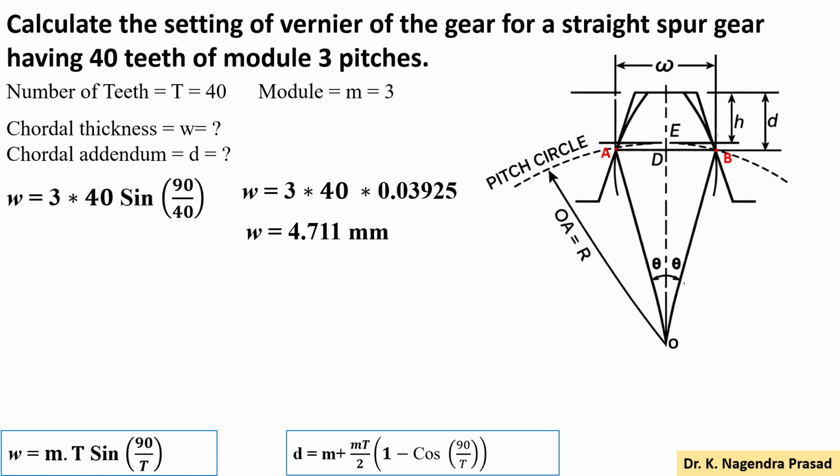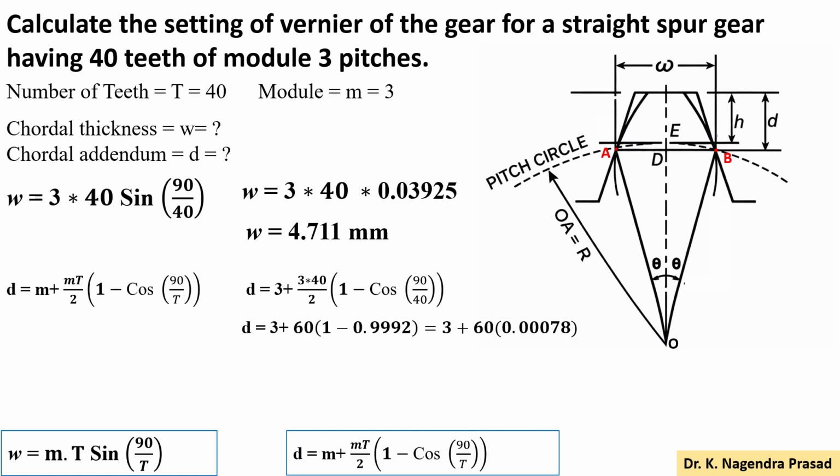Next we have to calculate the chordal addendum small d. Small d equals m plus m T by 2 into 1 minus cos of 90 divided by T. Then substitute the m and T values. Small d becomes 3 plus 3 into 40 by 2 into 1 minus cos of 90 divided by 40. If you solve this, we get the chordal addendum small d equal to 3.047 mm.